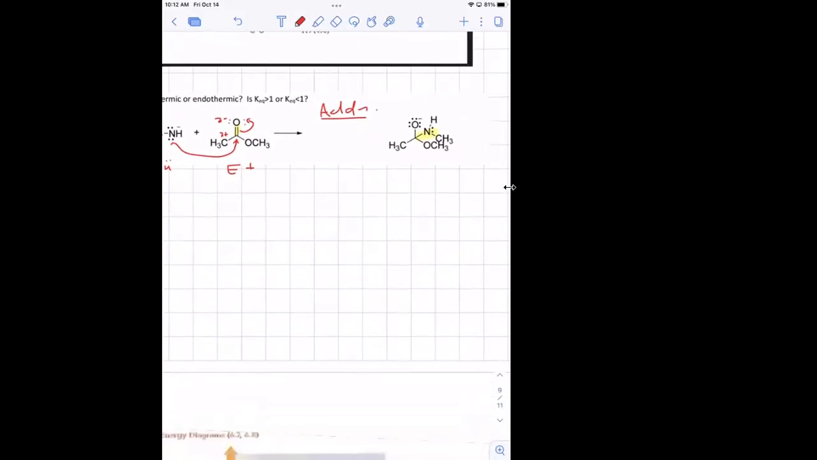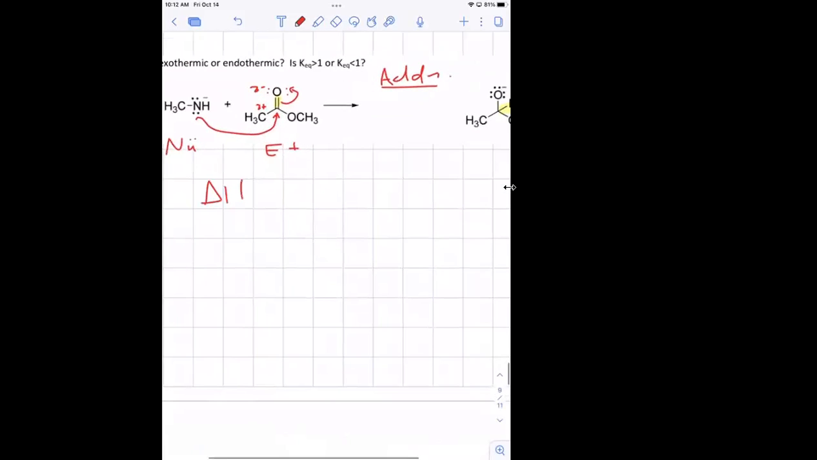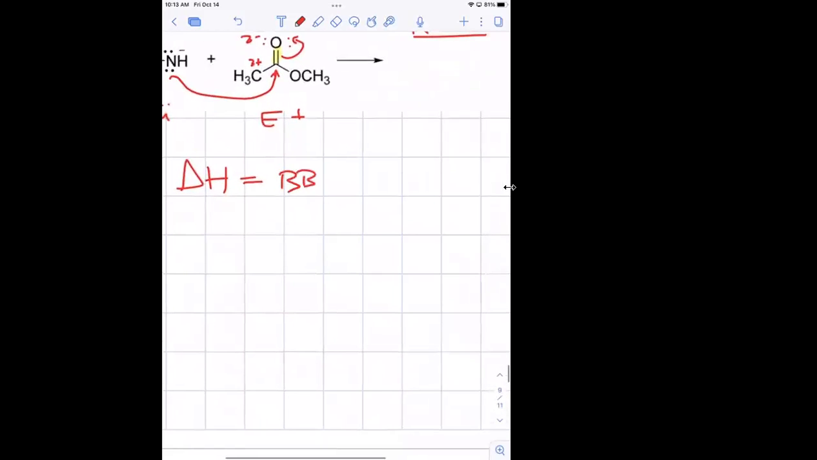Now, in order to tell whether it's endo or exothermic, we need to know some more information. First we have to calculate delta H. How do we do that? You take the sum of your broken bonds. Bonds broken minus bonds formed, right? So it's going to be bonds broken minus bonds formed. And if you break multiple bonds, then you just sum them up. All right?